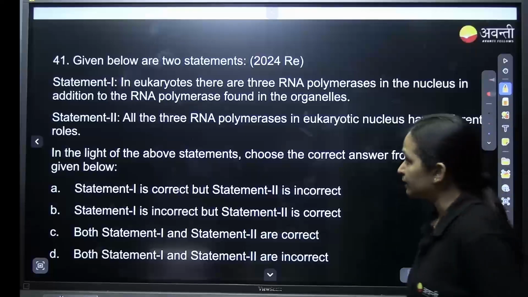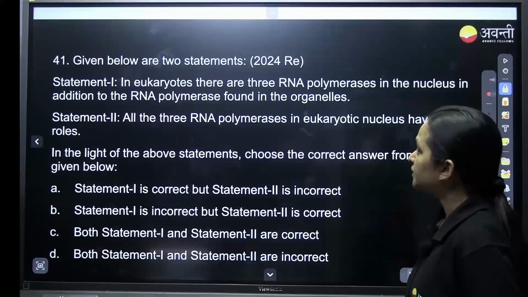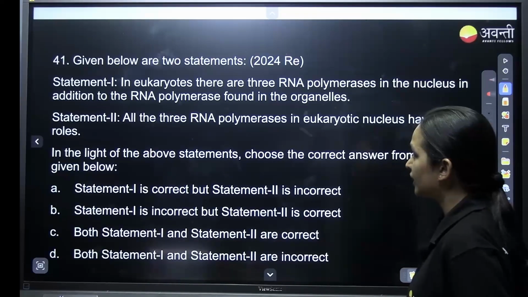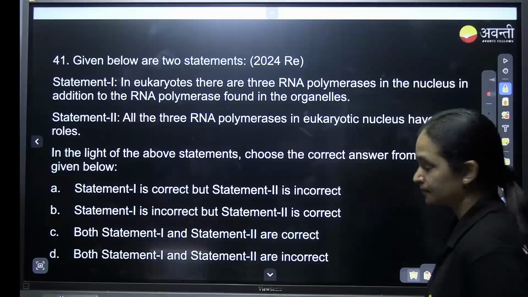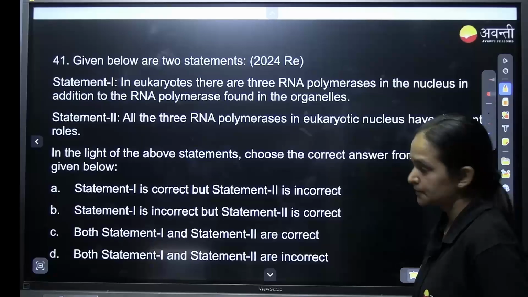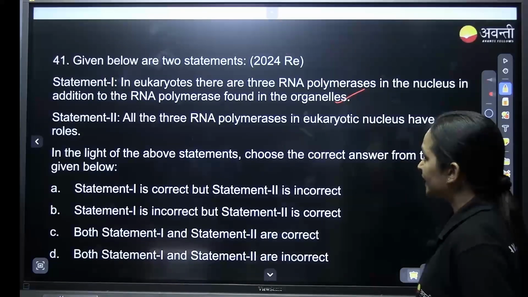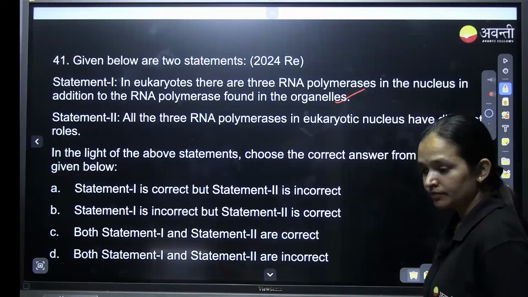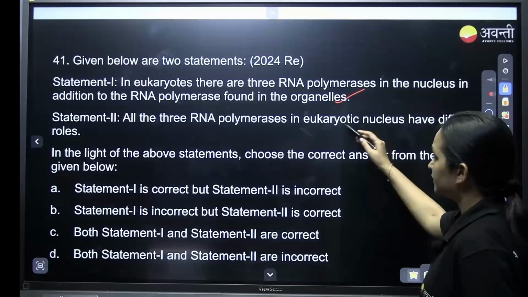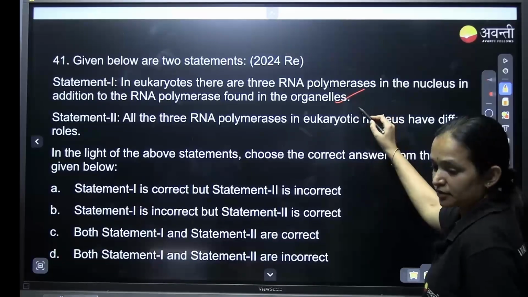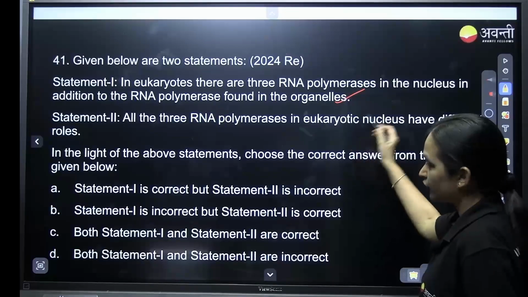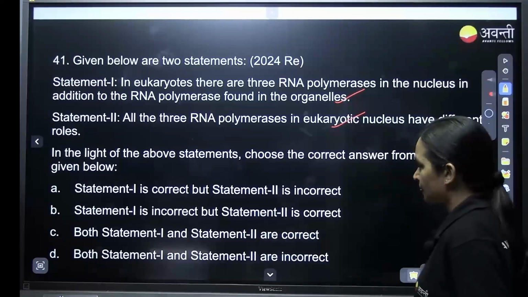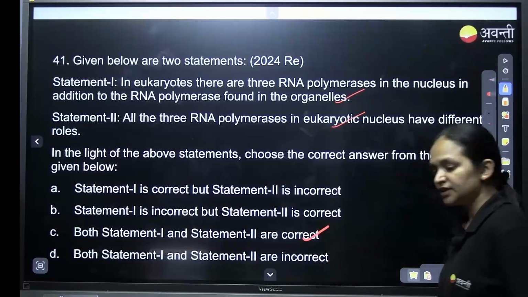Given below are two statements. Statement 1: in eukaryotes, there are 3 RNA polymerases in the nucleus in addition to RNA polymerase found in the organelles. Isn't it? RNA polymerase 1, 2, 3. Yes. All the 3 RNA polymerases in eukaryotic nucleus have different roles. Yes. RNA polymerase 1 will be coding for rRNA, 2 for mRNA, 3 for especially tRNA. So they have different roles definitely. So both the statements are true. C is the correct answer.